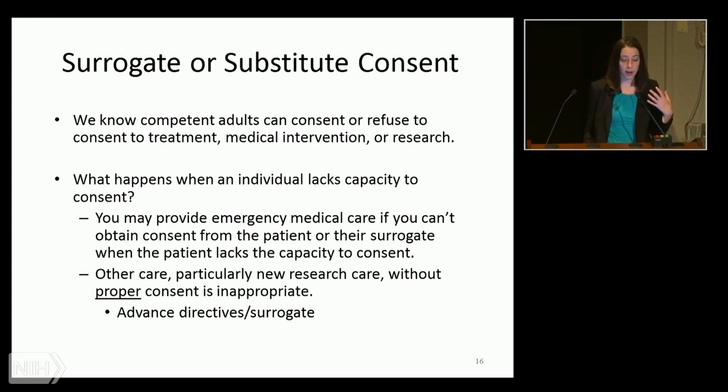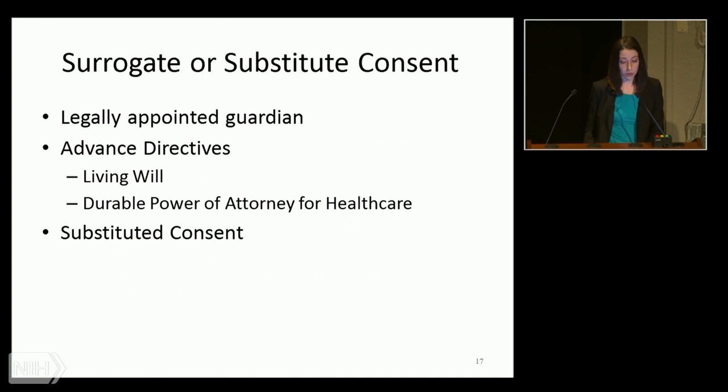If you're a clinician, you can provide emergency clinical care if you can't obtain consent either from the patient or the surrogate. However, research is another story. Generally, it's not appropriate to initiate research without obtaining legally effective consent from either the patient or their representative, which is why advanced directives and surrogates are particularly useful in the research context.